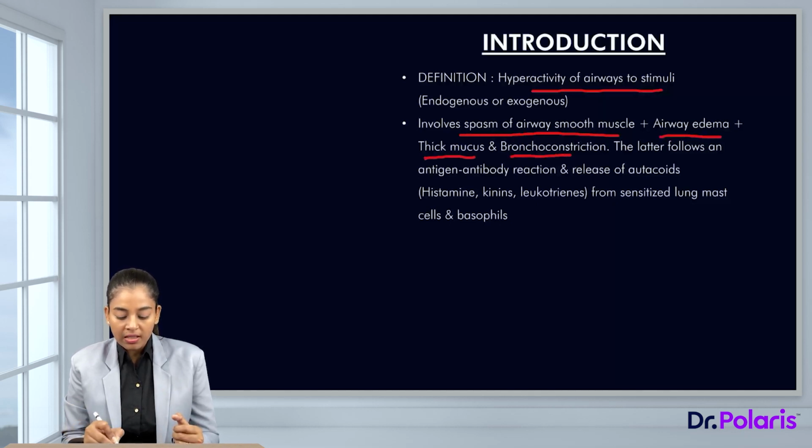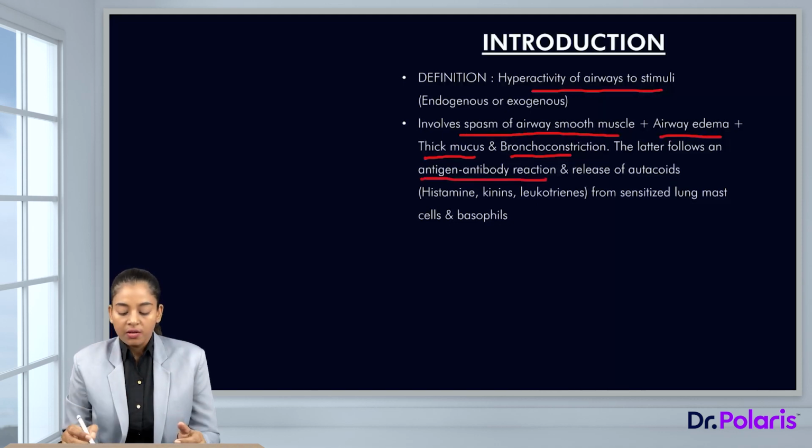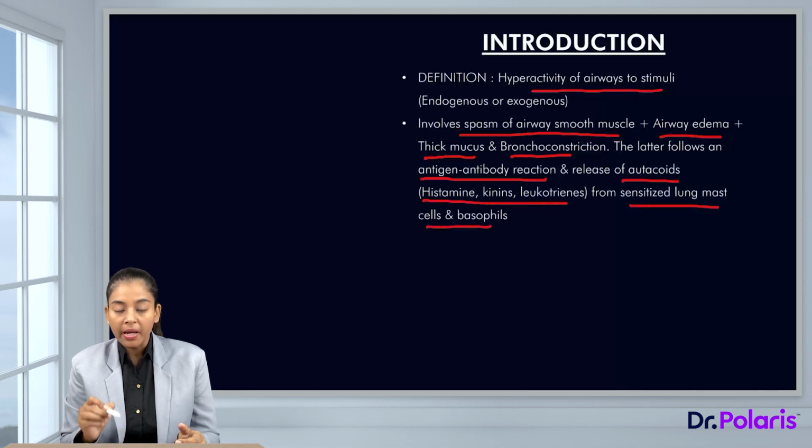This is because of an antigen-antibody reaction and release of autacoids. These autacoids, such as prostaglandins, leukotrienes, and platelet activating factor, have been dealt with in detail in that chapter. Here, autacoids like histamine, kinins, and leukotrienes are the main culprits in causing the bronchoconstriction.